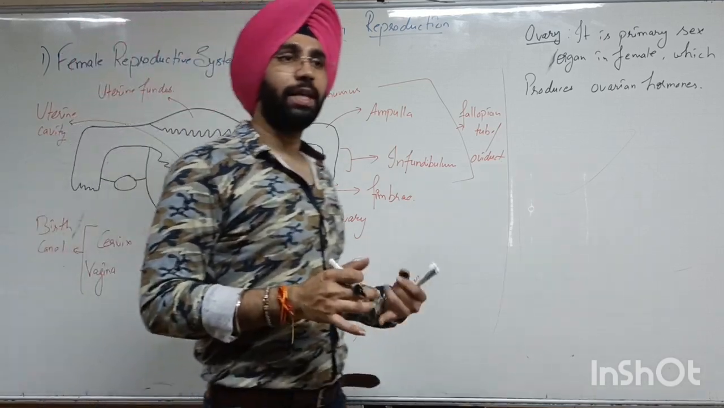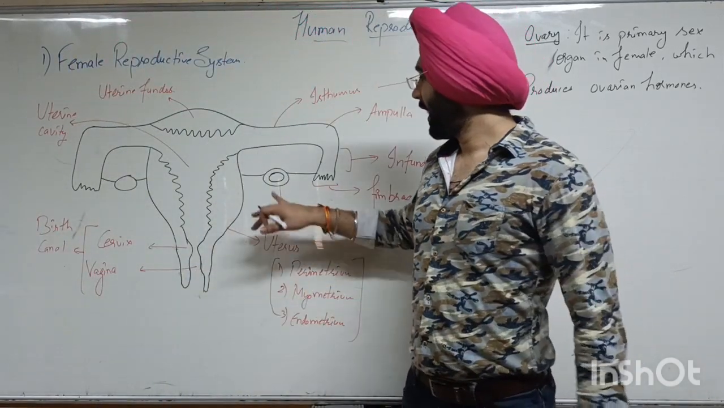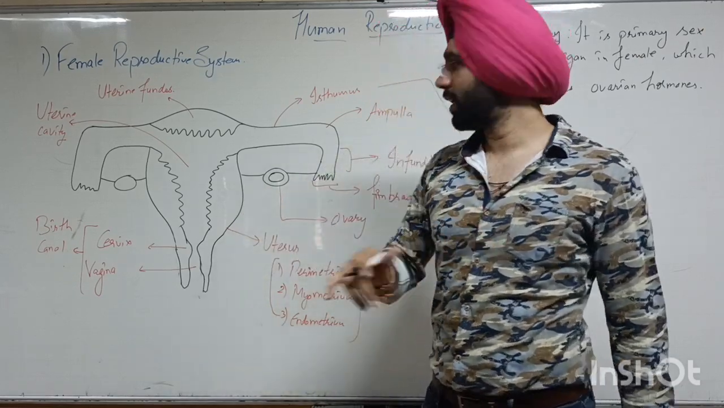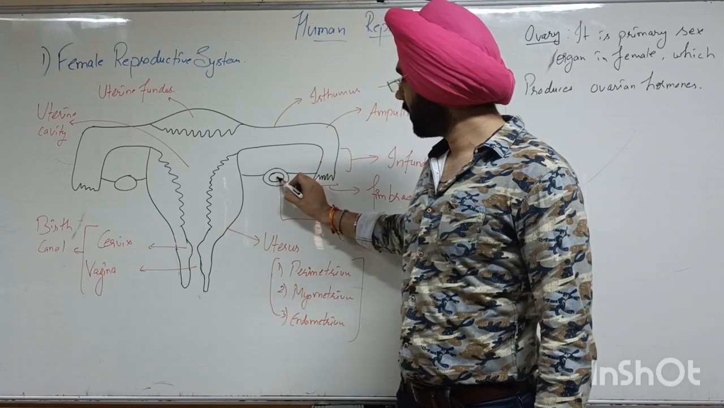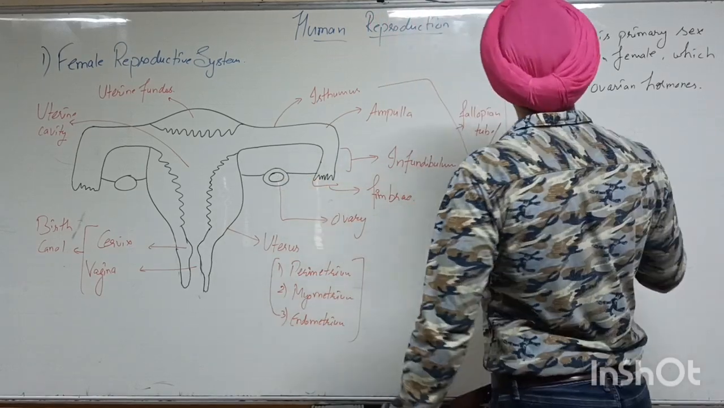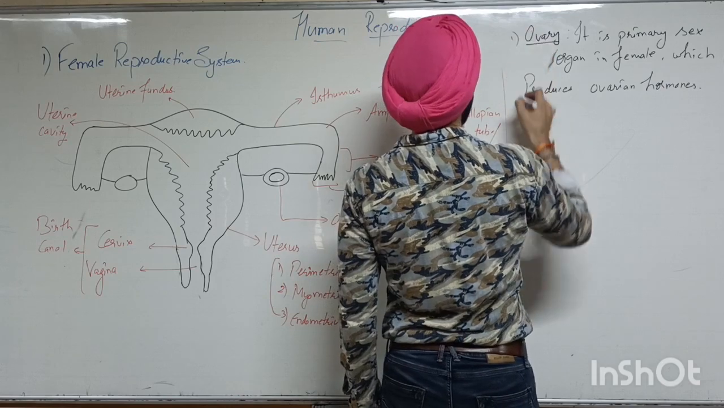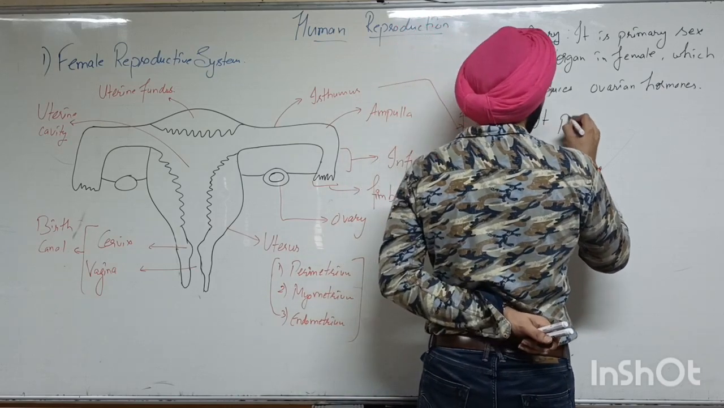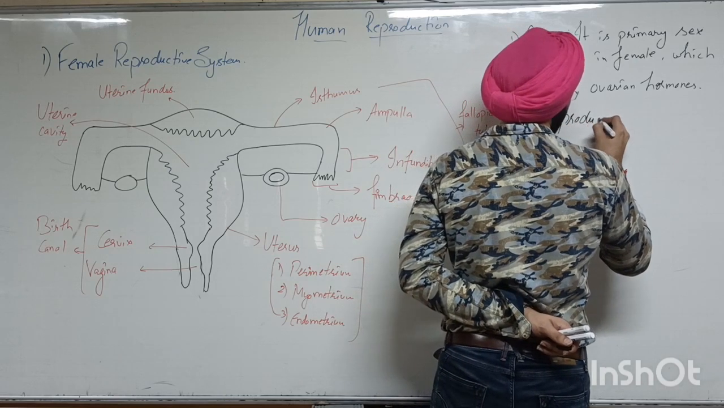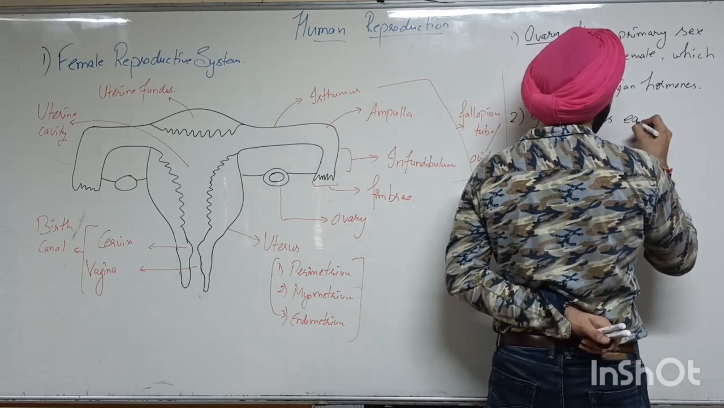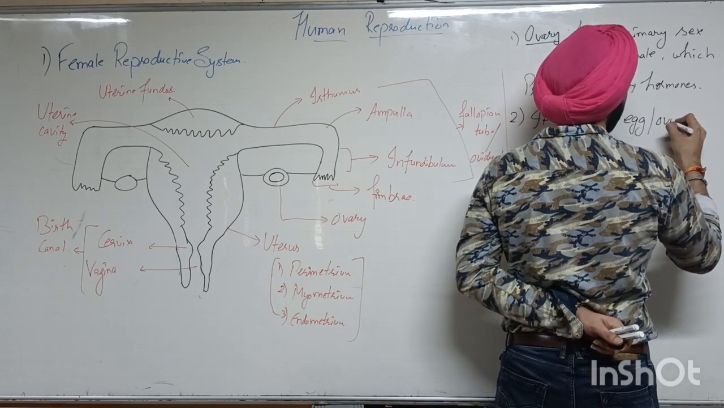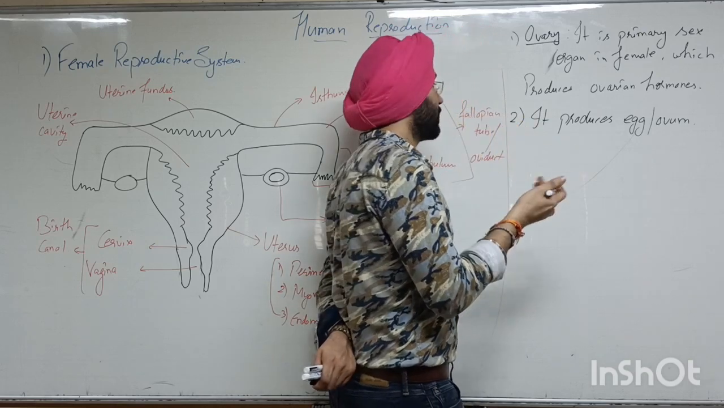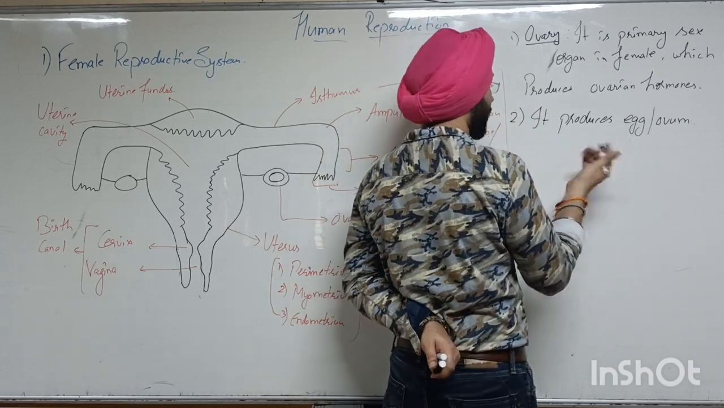If I draw it like this, the ovary is covered by an epithelial layer and also contains stroma. Stroma is made up of a peripheral part known as the cortex, and the internal part is known as the medulla. So we are going to write over here: the second point, this is the first point. The second point is it produces egg, or we can say ovum, which is the gamete of the female.